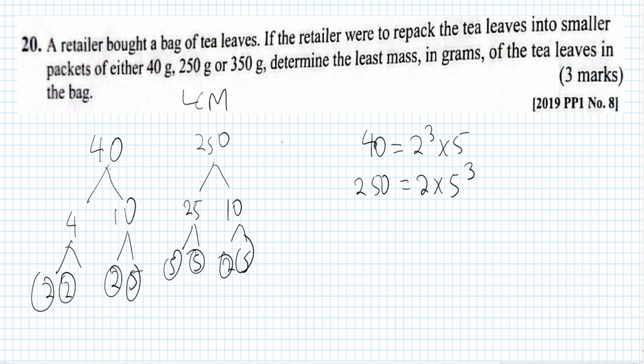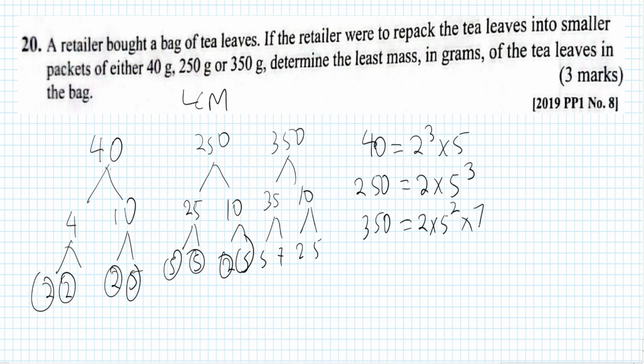The other one is 350. Obviously 350, the same thing. 35 and 10. You get 5 and 7 here. Okay, or let's write it here. 5 and 7. 5 and 7. And 2 and 5. So 350 will be written as 2 times 5 squared times 7.